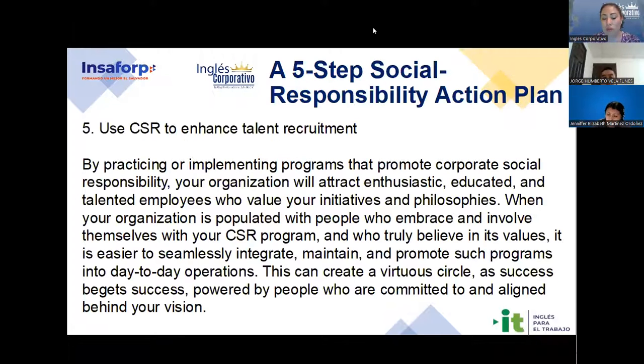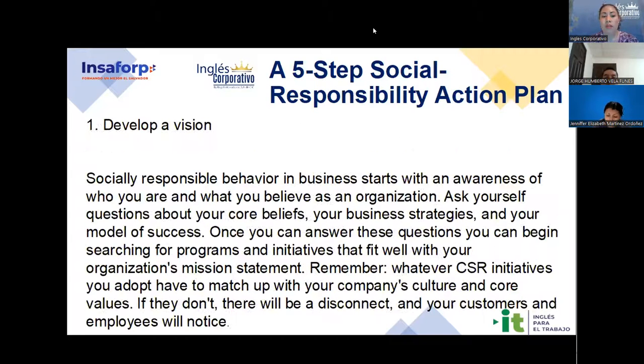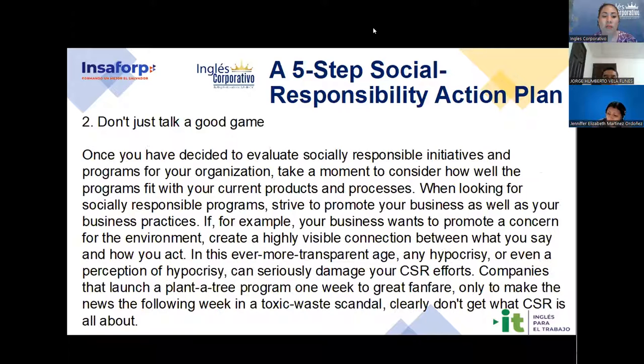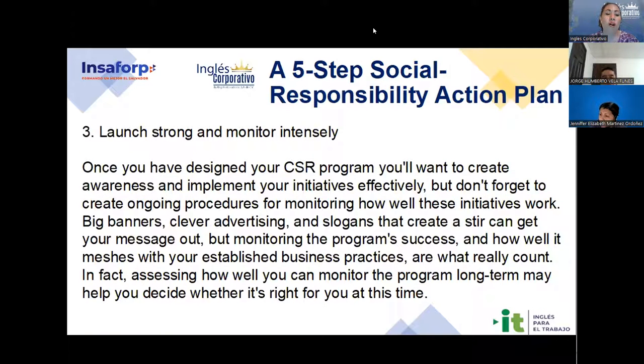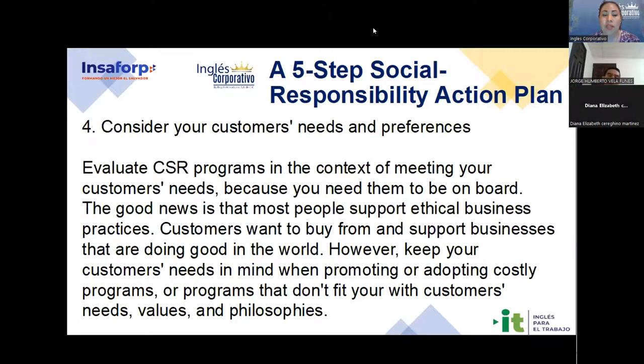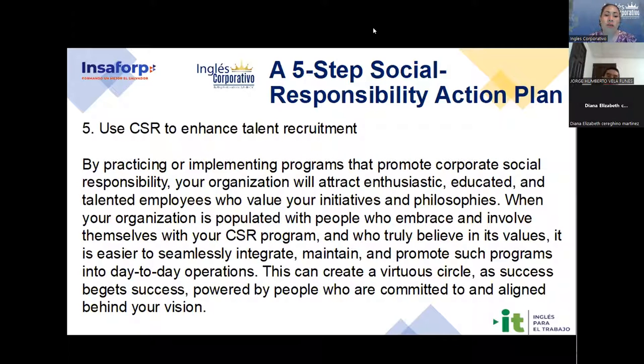So these are some of the strategies we talked about. Developing a vision. Don't just talk a good game. Launch strong and monitor intensely. Consider your customers' needs and preferences. And use CSR to enhance talent recruitment. So those are some of the strategies. So you're going to talk about how you can implement that to make the steps for the CSR.